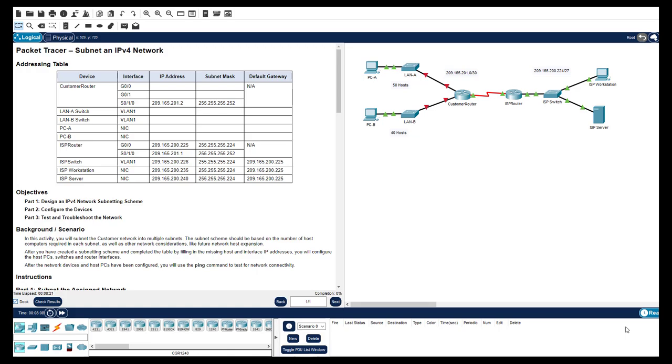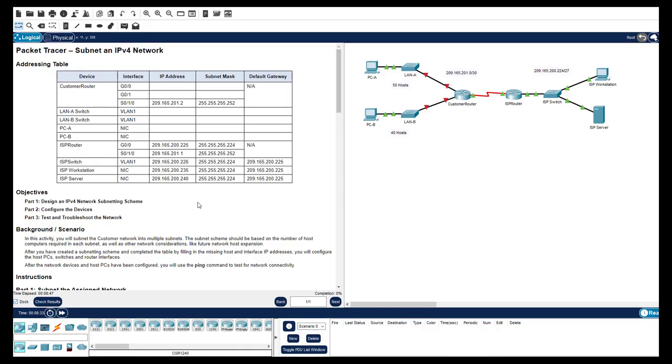In Packet Tracer 1155, we are going to subnet a customer network into multiple subnets based on the number of host computers required in each subnet. We will fill in the table with all of the addressing information, configure the host PCs, switches, and router interfaces, and then use the ping command to test for network connectivity.